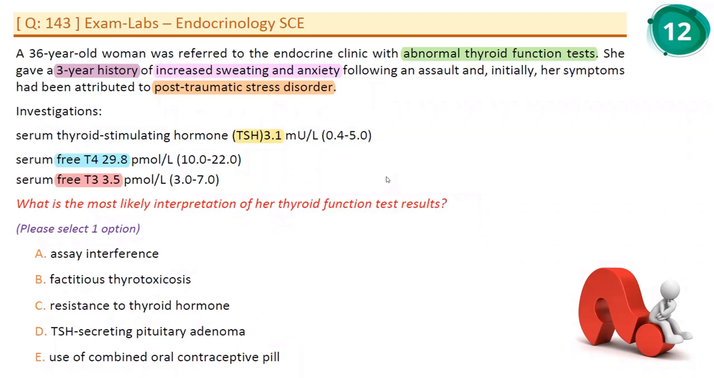So if you see a case like this, with normal TSH, elevated free T4 and normal T3, the first option must be assay interference. When you see a discrepancy between the clinical picture and the thyroid function test, assay interference must be the first choice.